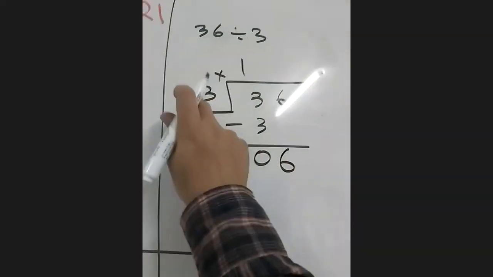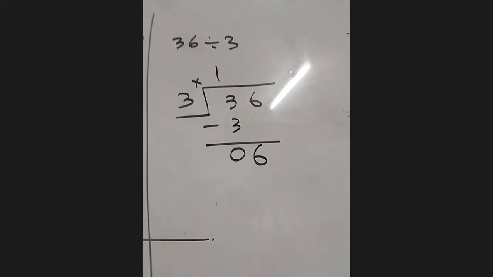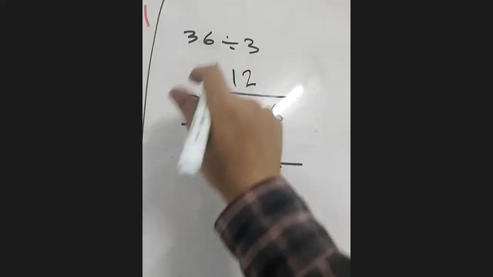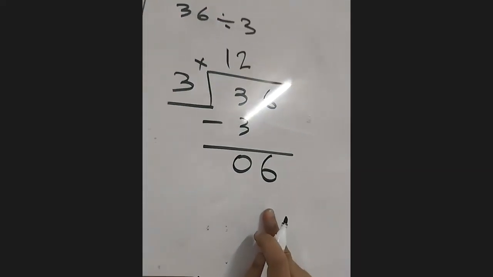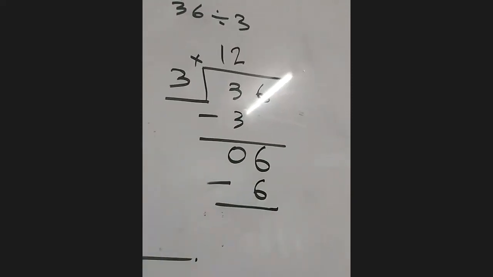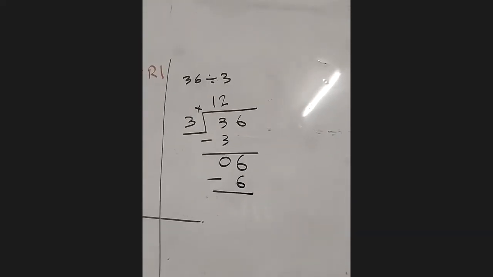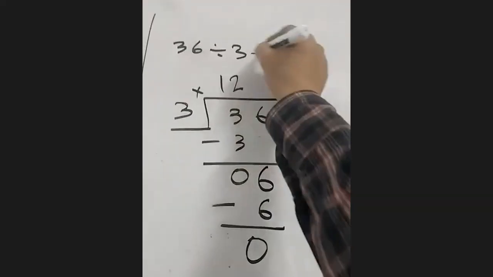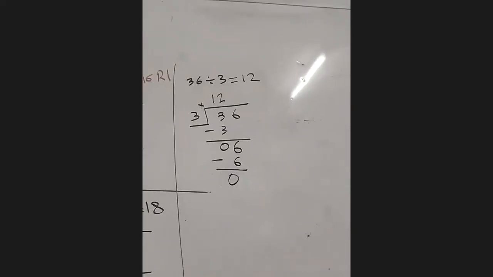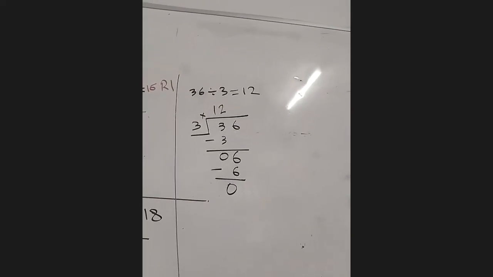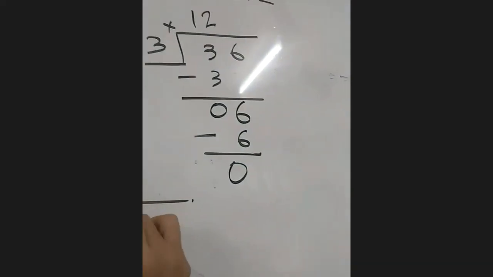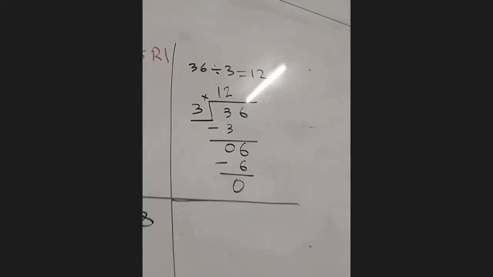Now 6 divided by 3. Do we have 6 in the timetable of 3? Yes, 2. So up I'll write 2. 2 multiply 3 is 6. Now what do we do? Minus. 6 minus 6 is 0. So the answer is 12 with remainder 0. Got it? So if the first number equals the divisor, it's easy. It's 1, because any number divided by itself is 1.